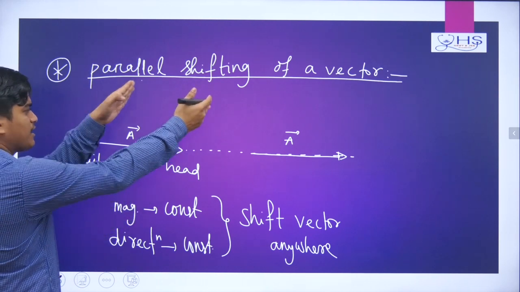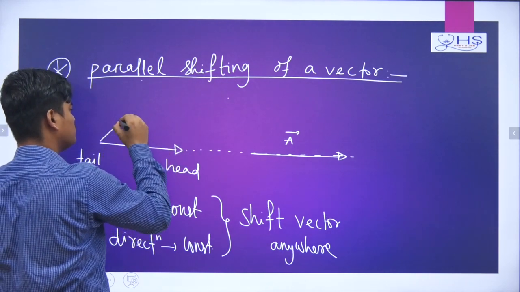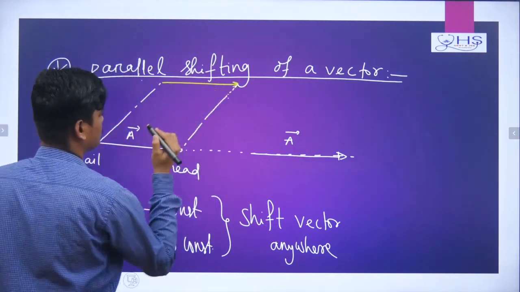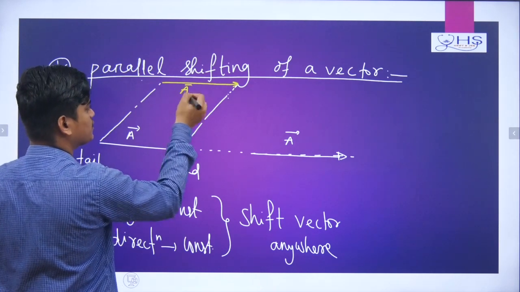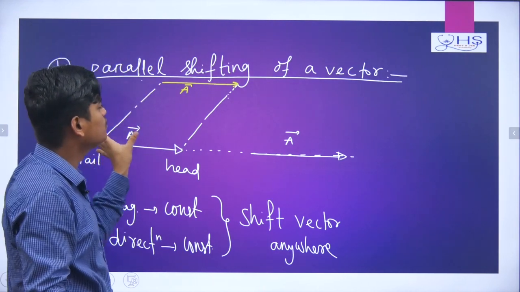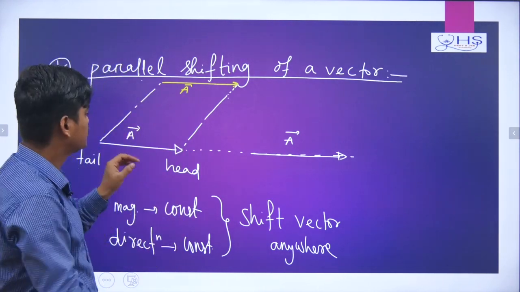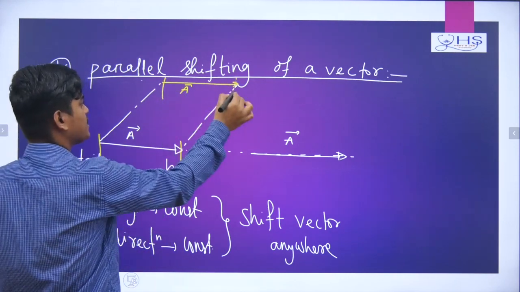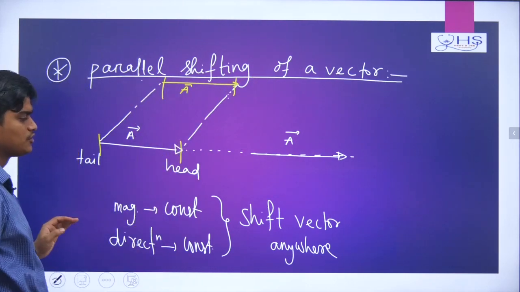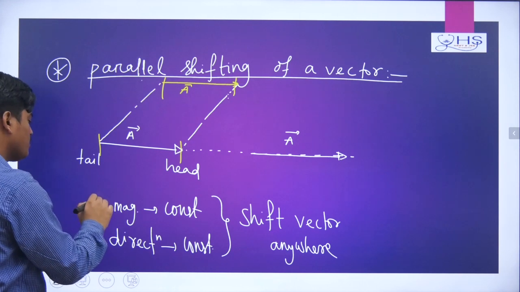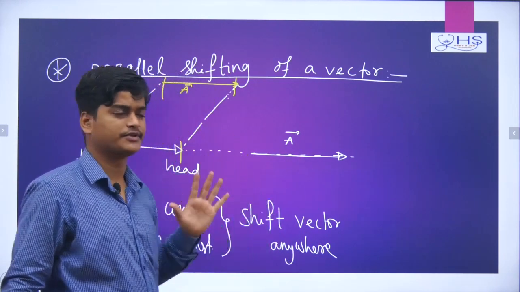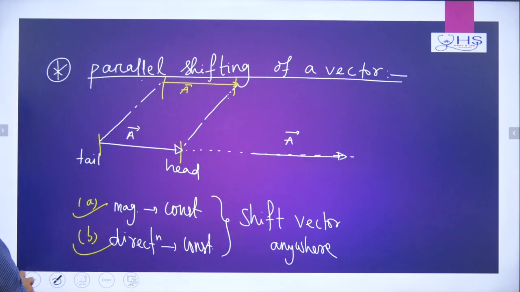So here suppose I want to shift this vector here, then you see. I will take parallel lines like this. Now see, this a vector is totally getting shifted here. So parallelly shifting I can do this way, this way, this way also, anywhere I want. So this is the total vector by keeping length same and direction same. Direction means here also it is left to right, here also it is left to right. So the two things you have to remember: magnitude constant and direction constant. I can shift a vector anywhere in space. Okay, now come to the next thing.